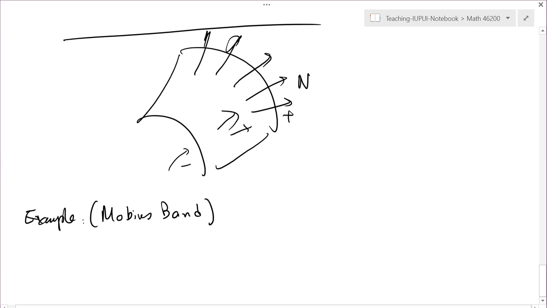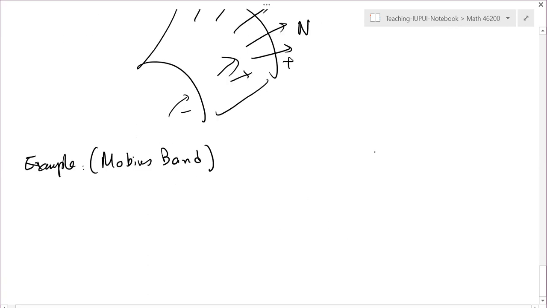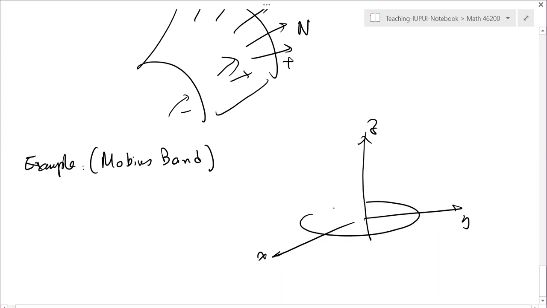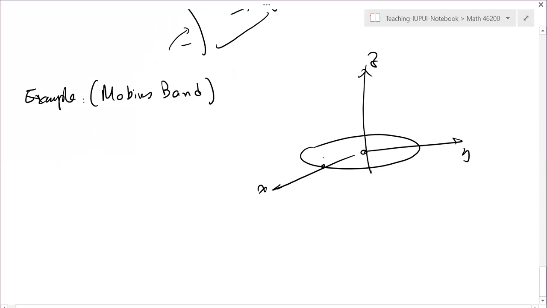Okay, how to define the Mobius Pen? It's defined in the following way. This is the x, y, z plane, and we have a circle, a horizontal circle, okay? What I'm going to do is start from here. I use just one piece of line, okay?